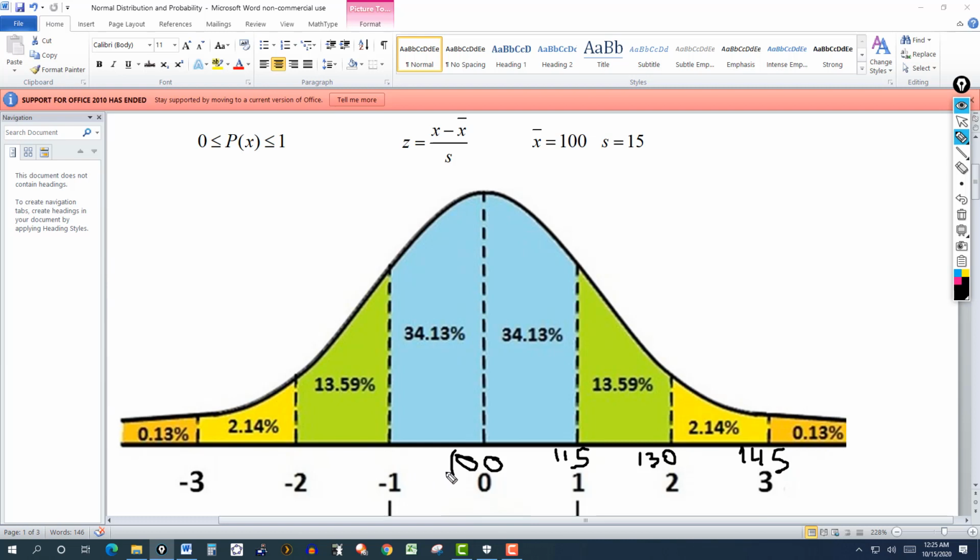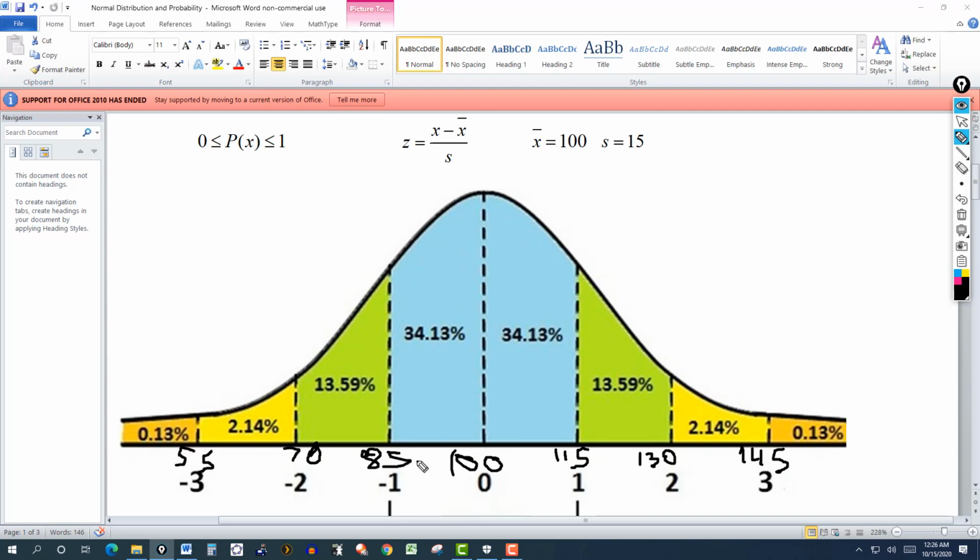Now below the mean, I go 15 the other way. This would give me 85. Then go 15 more to the left, this will give me 70. And then go 15 more, this will give me 55 over here. I can keep going, but notice that as soon as I get past 3 deviations above or below the mean, I don't have much area or probability left over here.